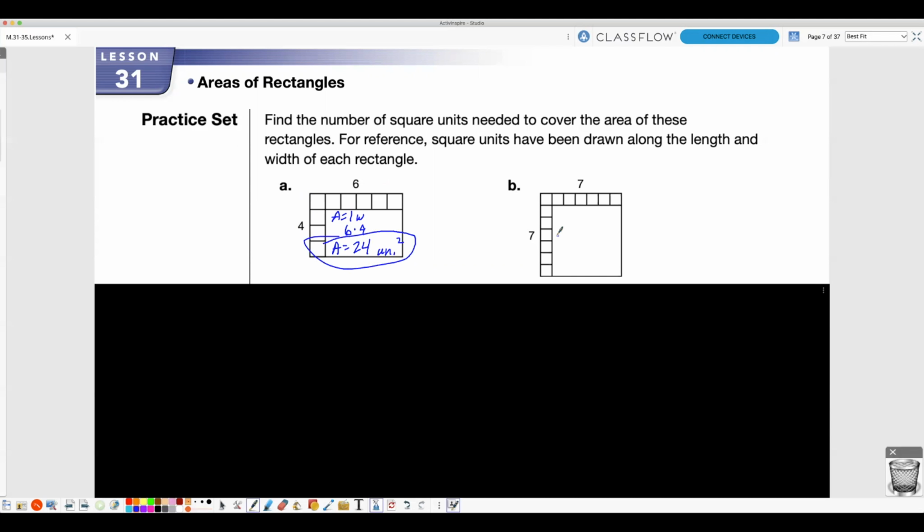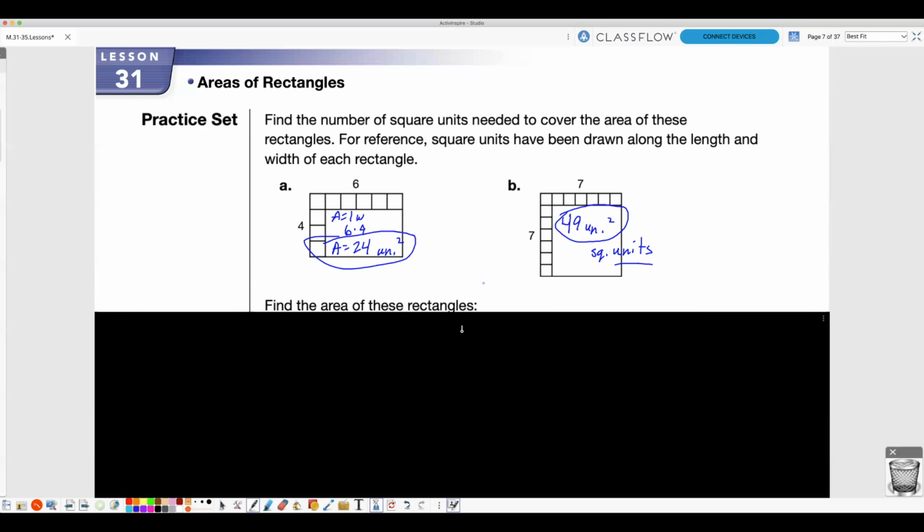Letter B, go ahead, do 7 by 7. How many square units would be inside of this shape? If you would have answered 49 units squared, you would have been correct. 49 units squared, or 49 square units. The reason why we're using the word units is because there is no designation on what the units are, if they're centimeters or inches or any of those.